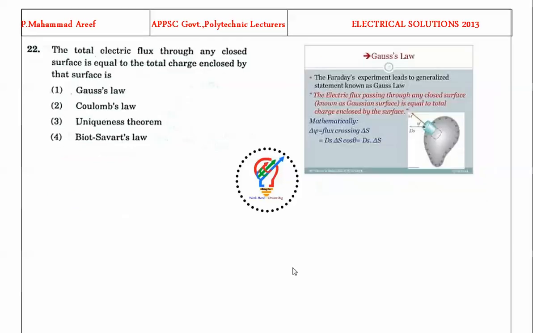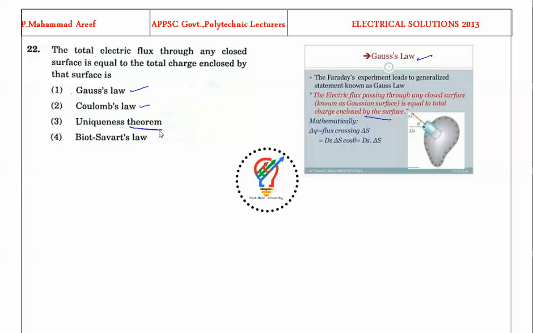Next question. The next question is, the total electric flux through any closed surface is equal to the total charge enclosed by that surface. So generally it is given by Gauss law. What it says is the electric flux passing through any closed surface, called a Gaussian surface, is equal to the total charge enclosed by that surface. So that is nothing but Gauss law. Coulomb's law we already studied, and next we will see the uniqueness theorem.